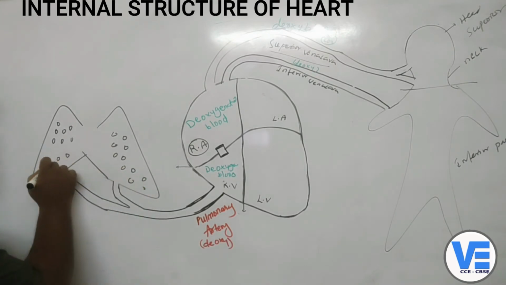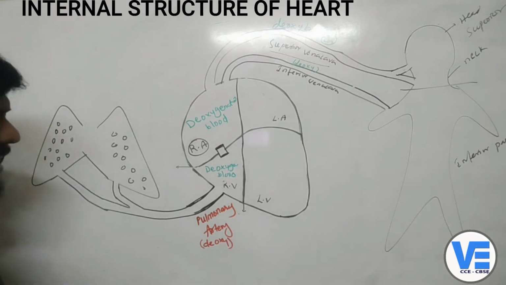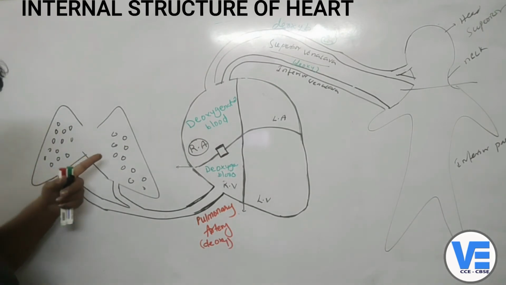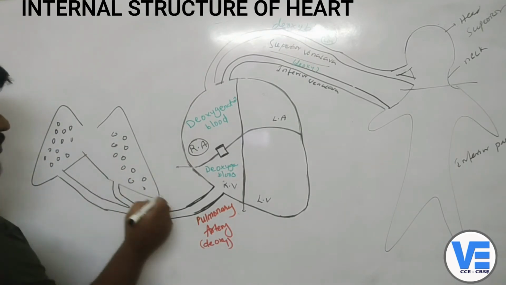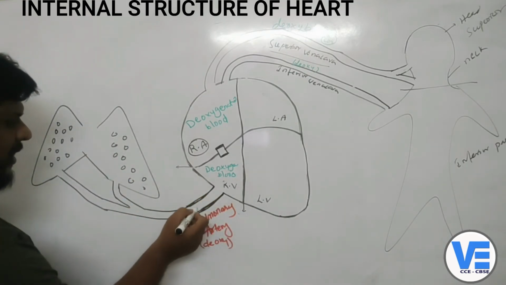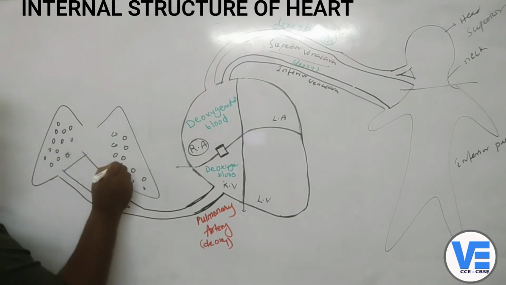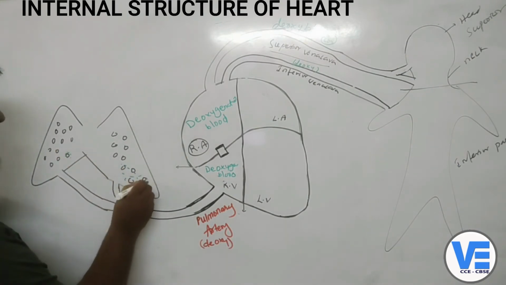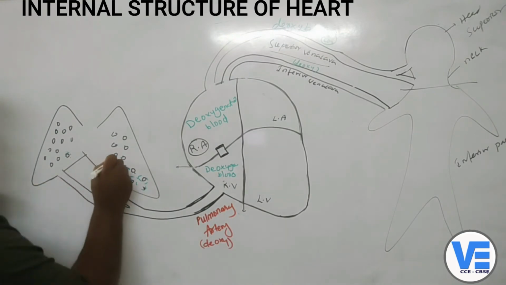So all these alveoli, this is a place where the exchange of gases will take place, isn't it? The exchange of gases will take place in the alveoli, right? So what happens here is, when the deoxygenated blood comes here, this blood will get oxygenated. The green ones, which are deoxygenated, will now get oxygenated.